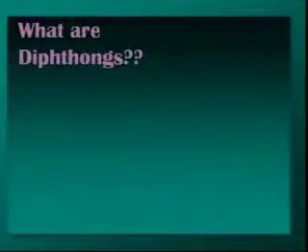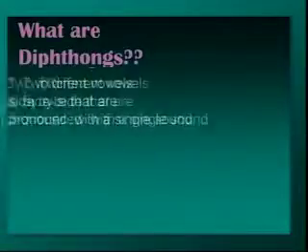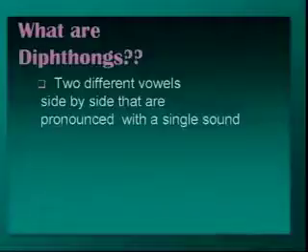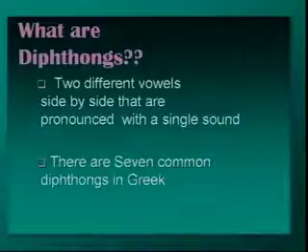Now, in addition to working with vowels, you'll notice that you can create something else by putting 2 vowels together. In English as well as in Greek, that's what we called a diphthong. And what are these diphthongs? Well, they're 2 different vowels side by side that are pronounced with a single sound. Okay? As we move into the Greek system, you'll find that there are 7 common diphthongs. Right, let's look at each of those.